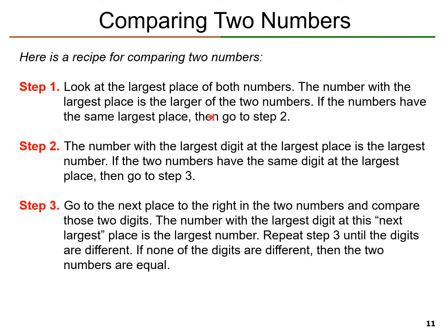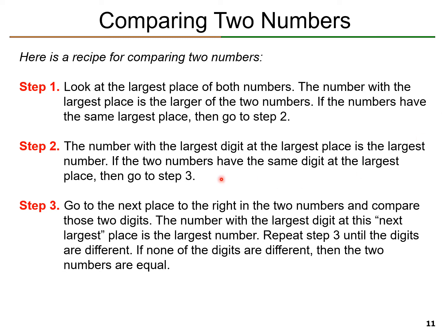Now, when we compare two numbers, knowing the worth of the places comes in handy. Here is a recipe for comparing two numbers. Step 1, look at the largest place of both numbers. The number with the largest place is the larger of the two numbers. If the numbers have the same largest place, then go to step 2.